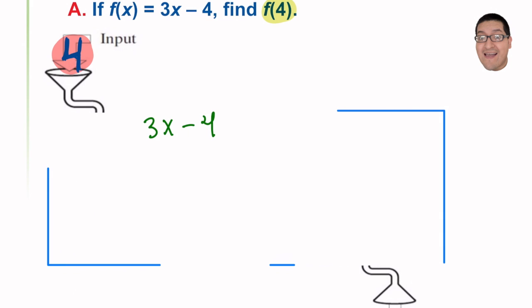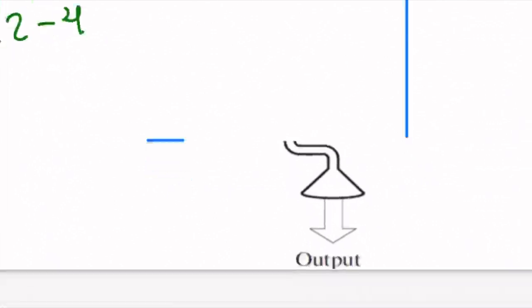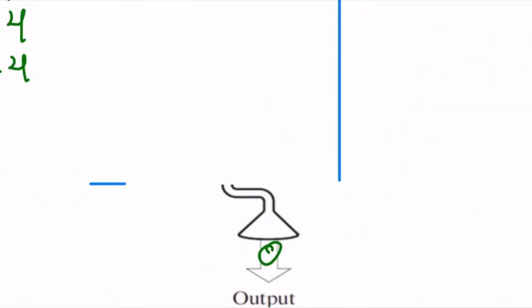So let's write it down. We have 3x minus 4. Like I said, we're going to replace the x with the 4, and we're going to put the 4 in parentheses. So 3 times 4 and then minus 4. So 3 times 4 is 12, and then minus 4 will be 8. So that means that f of 4, when you put in 4, you get 8.